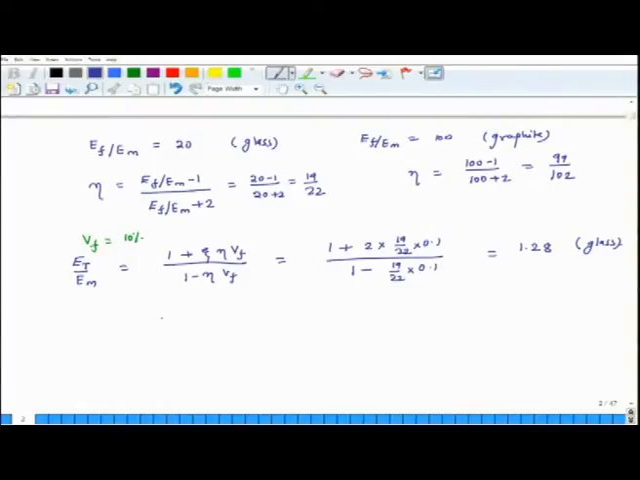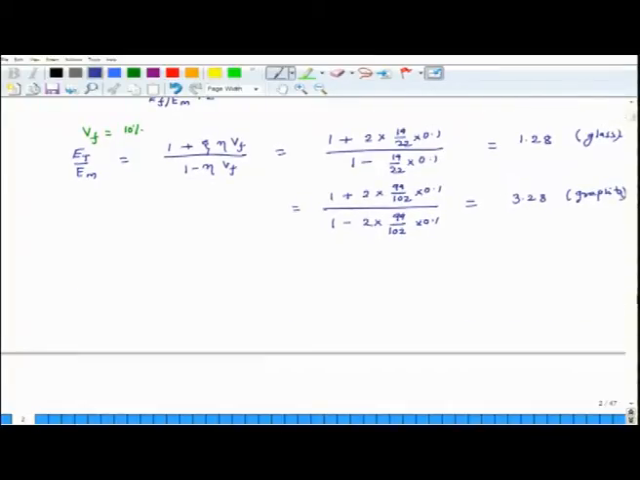And if we do the same thing for a graphite system, that is equal to 1 plus 2 times 99 divided by 102 into 0.1 divided by 1 minus 99 over 102 into 0.1, and that works out to be 3.28. So, this is for graphite. Next, we do the same computation for a different volume fraction.